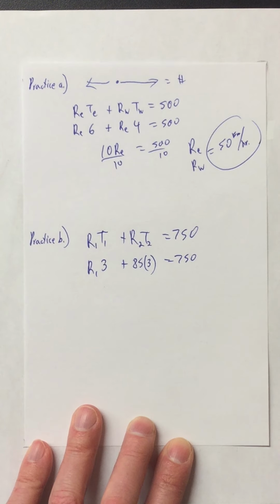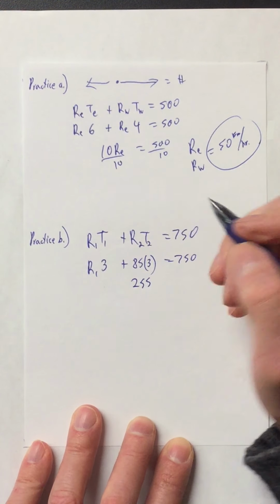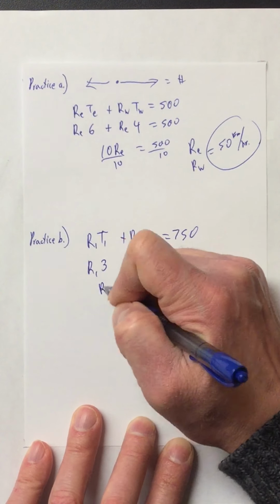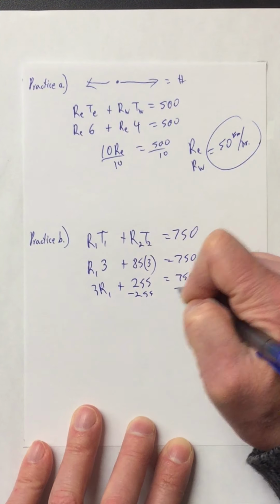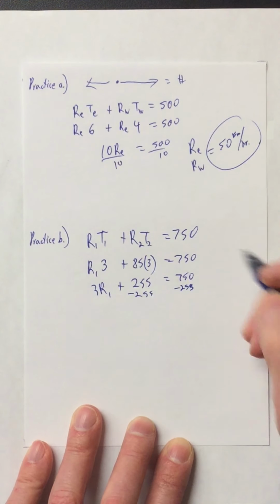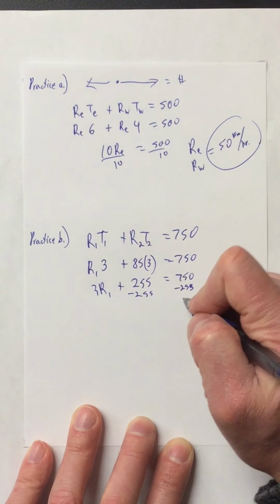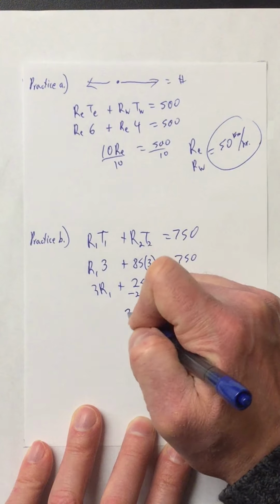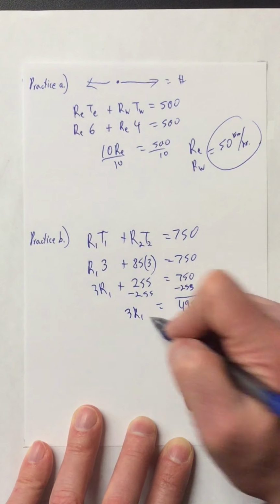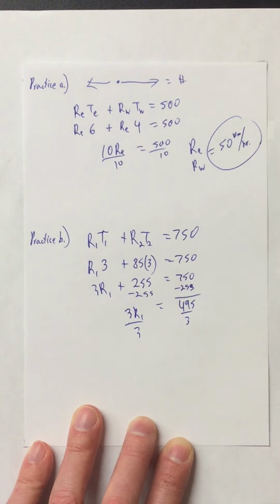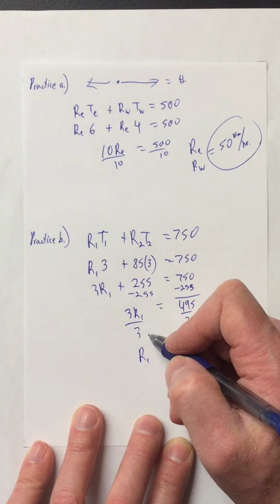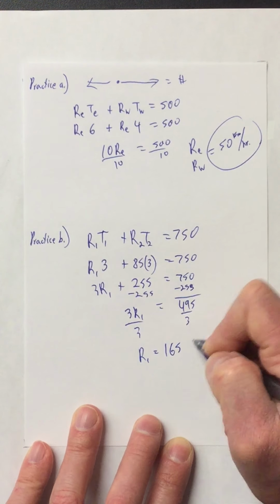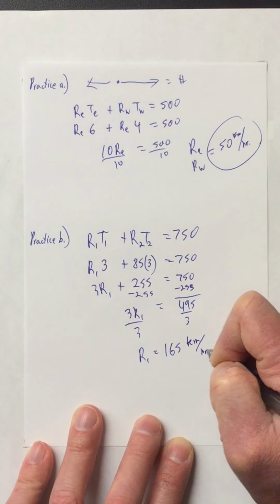85 times 3 is 255. And let's subtract that from both sides. So we get 495 over here, and we bring that down, divide both sides by 3, and it looks like our answer, the rate of the first train, is a bit faster than the second train. It is 165 kilometers per hour.